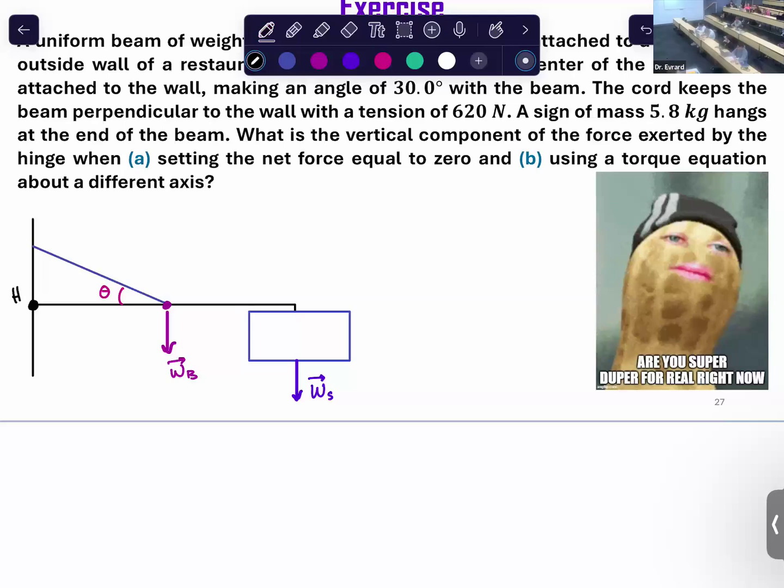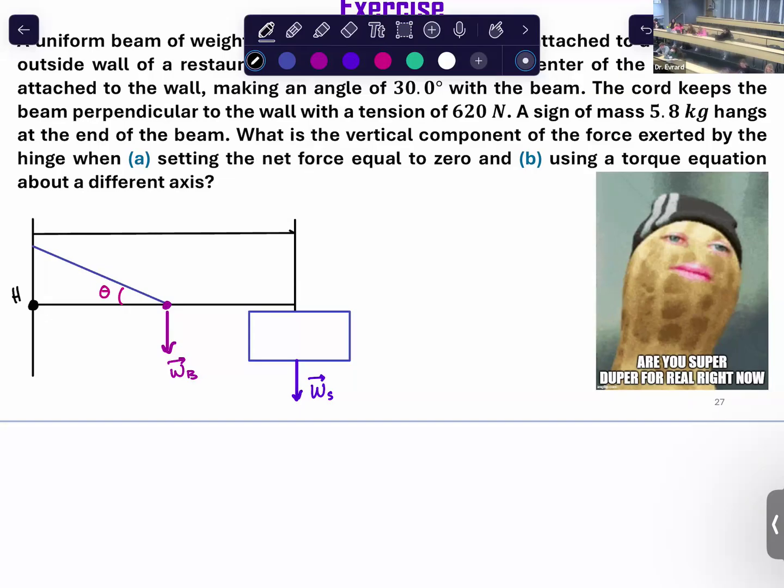Okay, so then we also know this is 1.0 meters. What is that distance? I don't know.